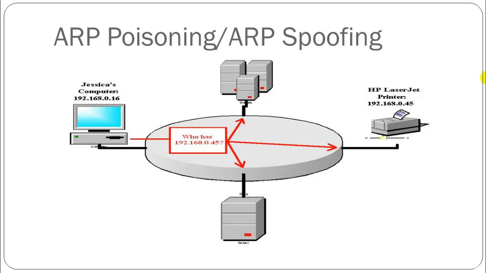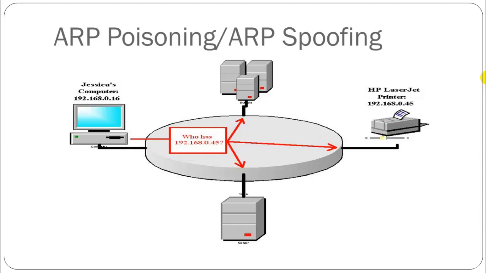So here's an example of normal ARP communication. Jessica is a receptionist in a good company, and she tells MS Word to print the company's latest contact list. But this is her first print job today, and her computer has the IP address 192.168.0.16. She wants to send the print job to the HP LaserJet printer, whose IP address is 192.168.0.45. So Jessica's computer broadcasts an ARP request to the entire local network asking who has the IP address 192.168.0.45, as seen in this diagram.